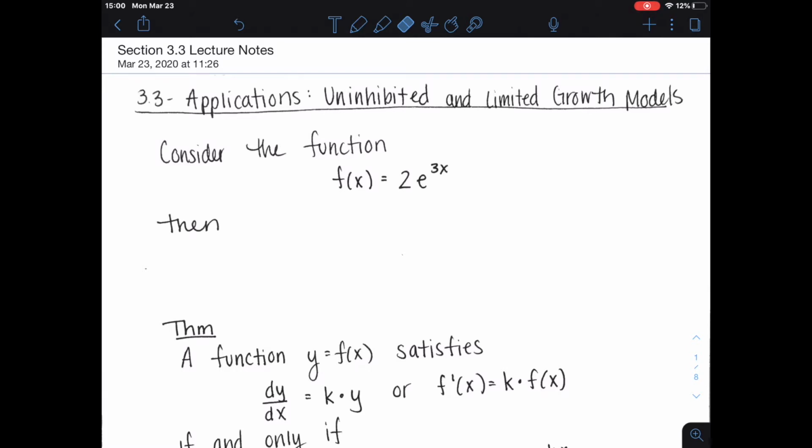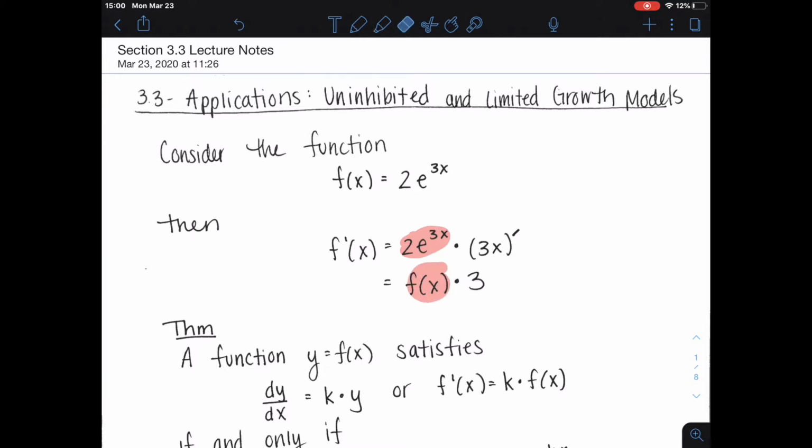So we're going to consider this exponential function, f of x equals 2e to the 3x. So we're going to look at its derivative. So the derivative, f prime of x, would be, well, the exponential function, you get exactly itself back, and then chain rule tells you you've got to multiply by the derivative of the exponent. Well, really, this 2e to the 3x is exactly the function you started with.